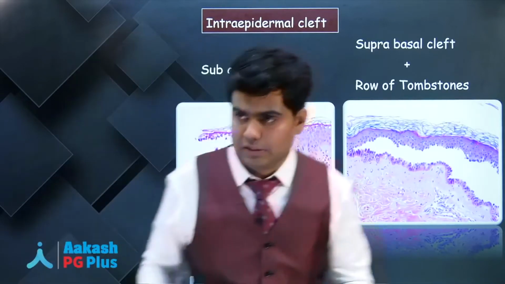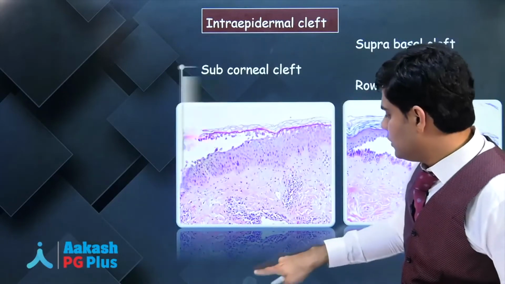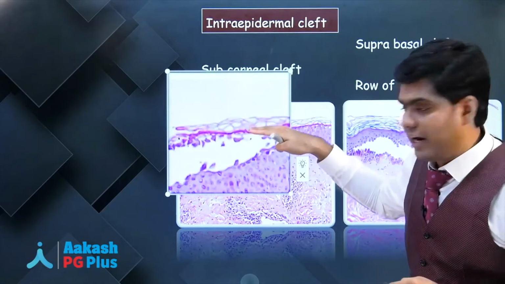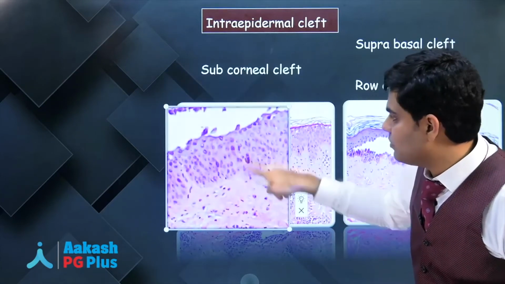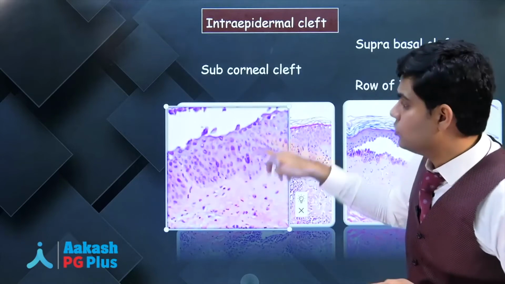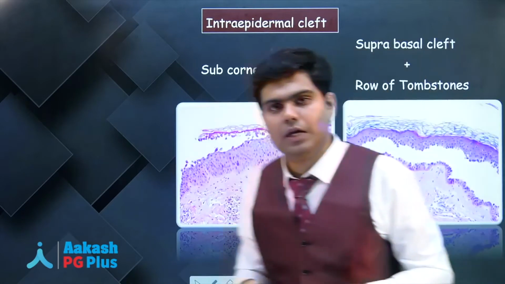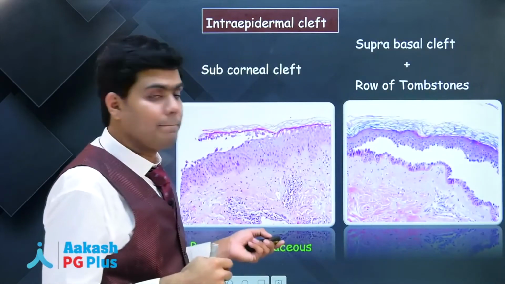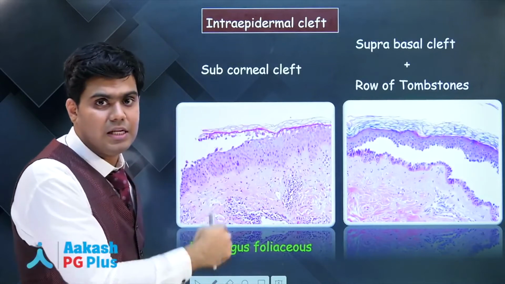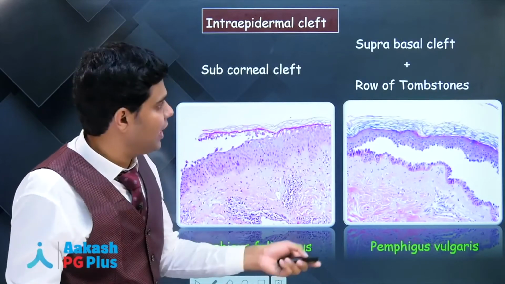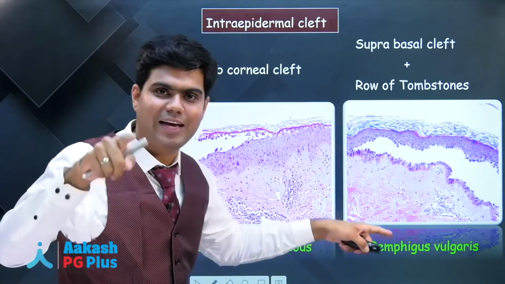And what about this? Here we have a subcorneal cleft. We have a stratum corneum layer below which there is the split, and the rest of the epidermis is still present. So this is a subcorneal cleft. Where is a subcorneal cleft seen? It is seen in pemphigus foliaceus. Subcorneal split is seen in pemphigus foliaceus, whereas suprabasal split with row of tombstones is pemphigus vulgaris.